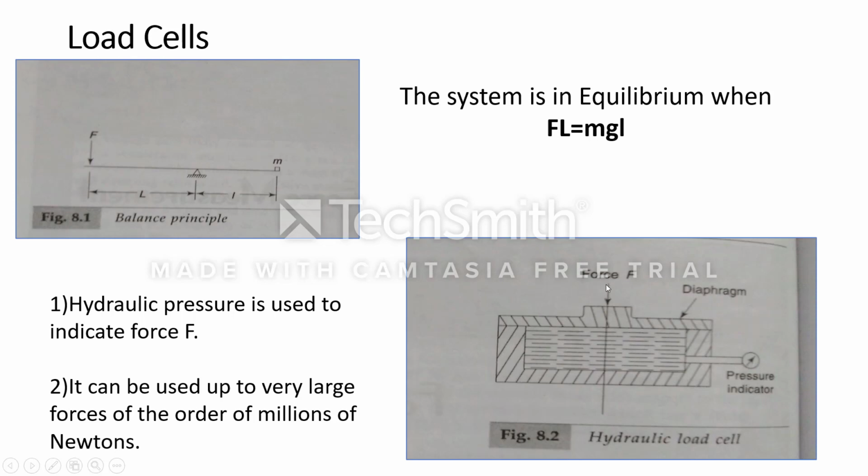As the pressure is applied from the upper side, because of elasticity the diaphragm deflects and exerts pressure on the oil. Because of the pressure on the oil, the pressure indicator gives the pressure reading. The recorded pressure multiplied by the area of the diaphragm gives the force. The pressure unit is Newton per meter square, multiplied by area in meter square, so meter square gets cancelled and only the Newton remains. This is force measurement by using the hydraulic load cell.